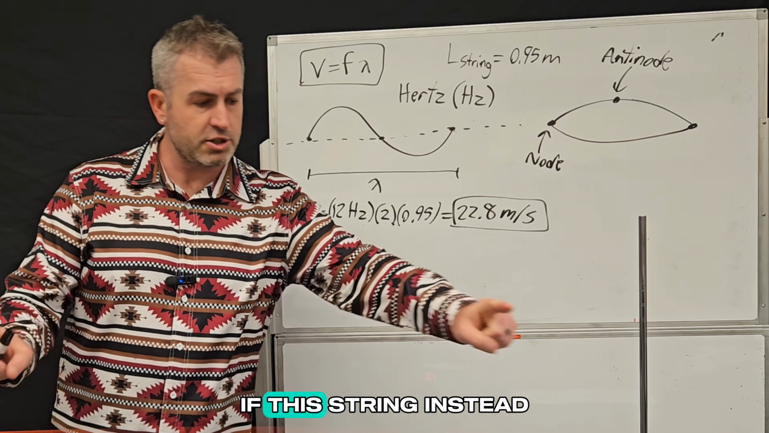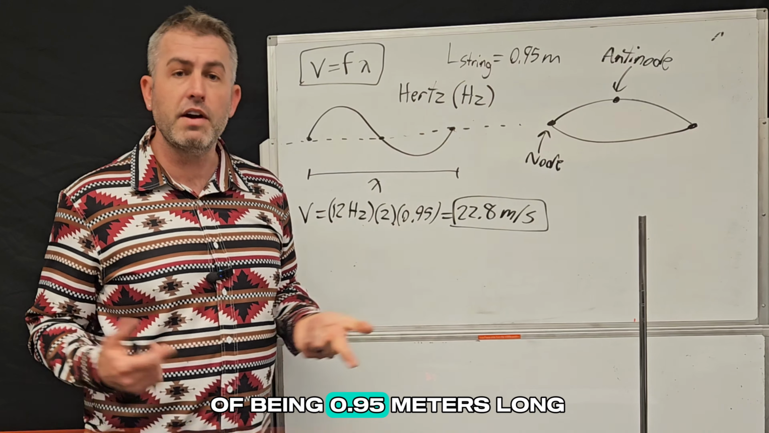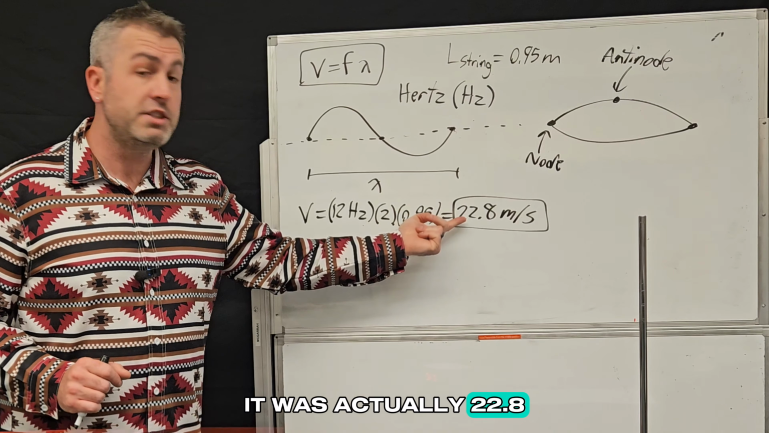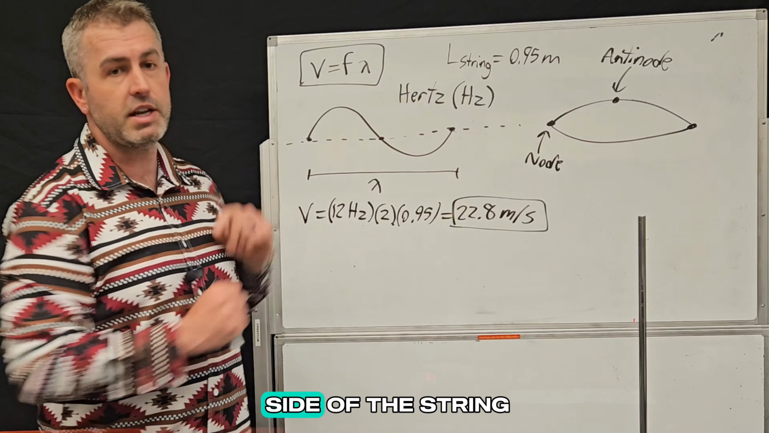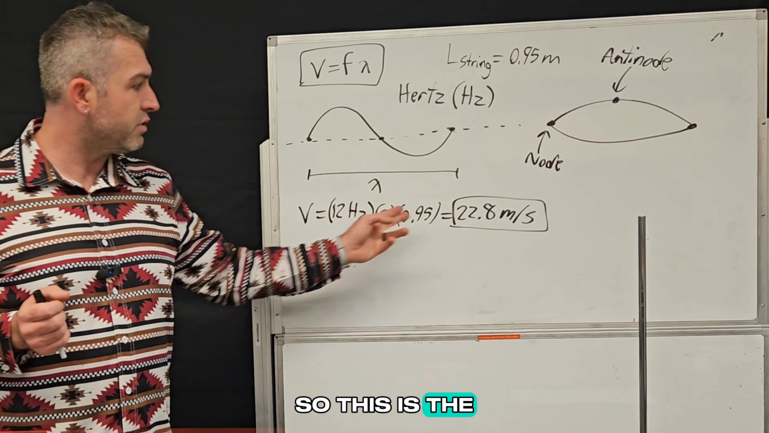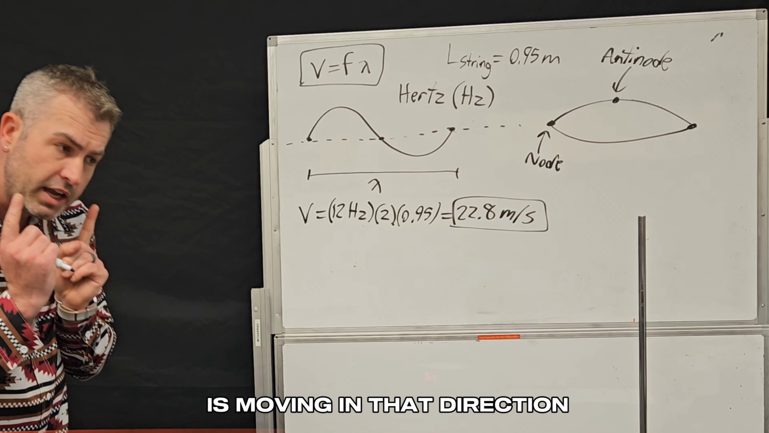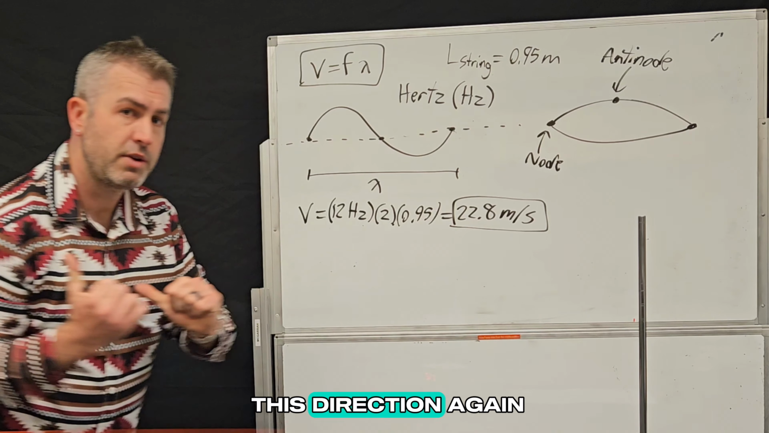So for example, if this string, instead of being 0.95 meters long, was actually 22.8 meters long, well, that means this wave would get to the other side of the string in a single second. So this is the velocity that the wave is moving in that direction and then back in this direction again.